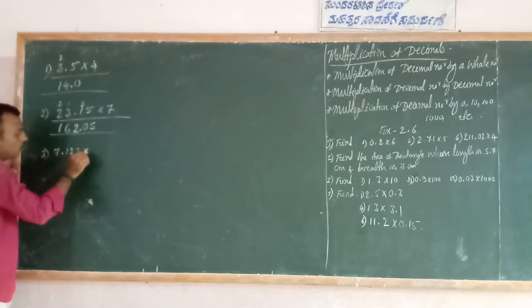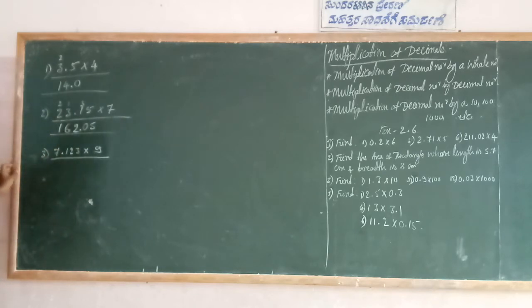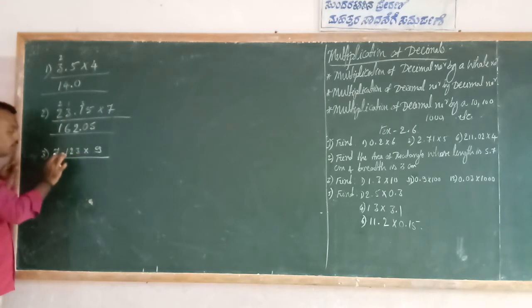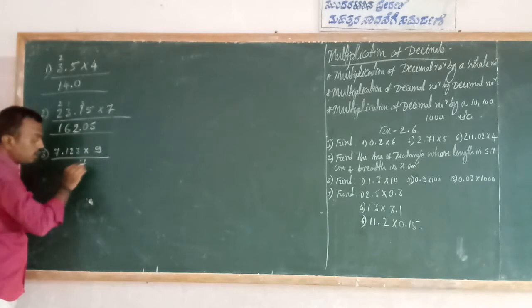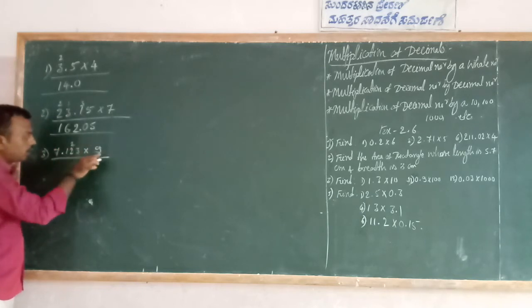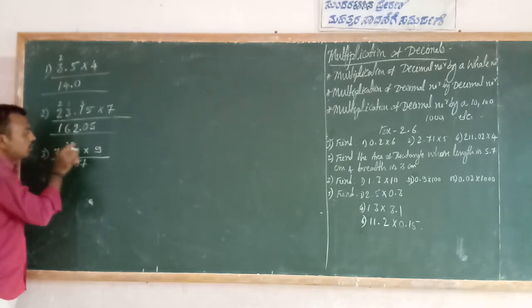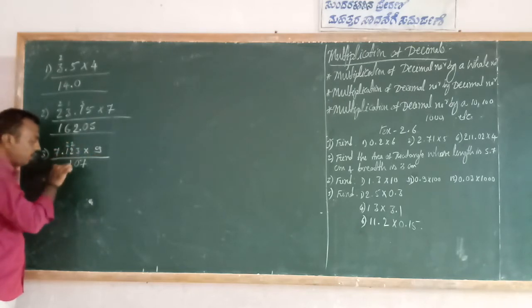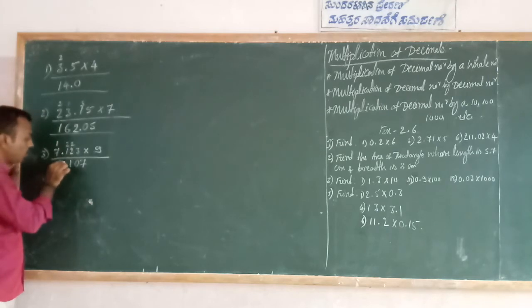Let me take another example. 7.123 into 9. See, 9 and 7.123 are there. Leave the point as it is. You have to multiply. 9 threes are 27. 7, carry 2. 9 twos are 18. 18 plus 2, 20. Carry 2. 9 ones are 9 plus 2, 11. 1, carry 1. 9 sevens are 63. 63 plus 1, 64.